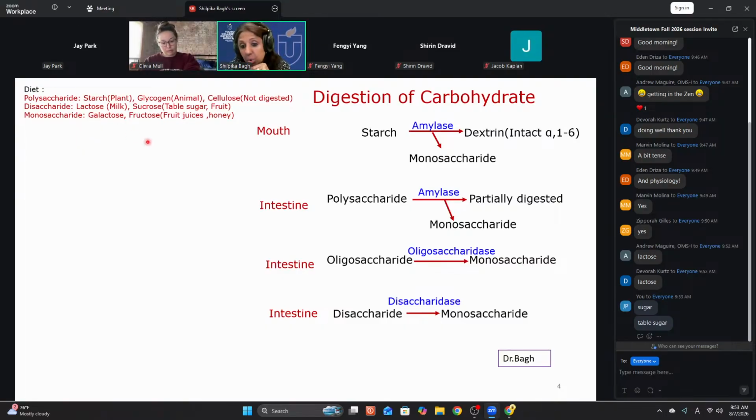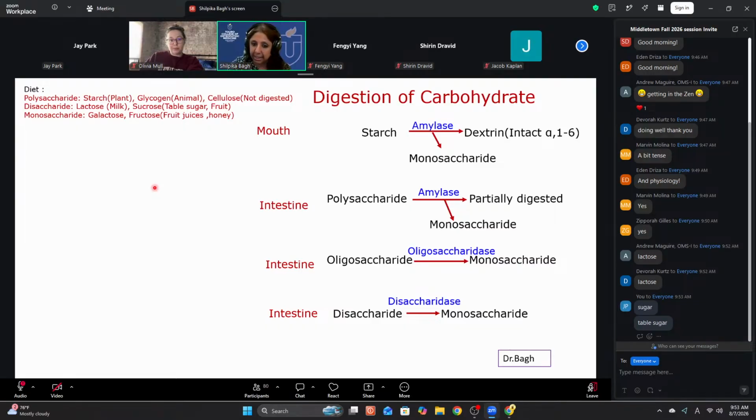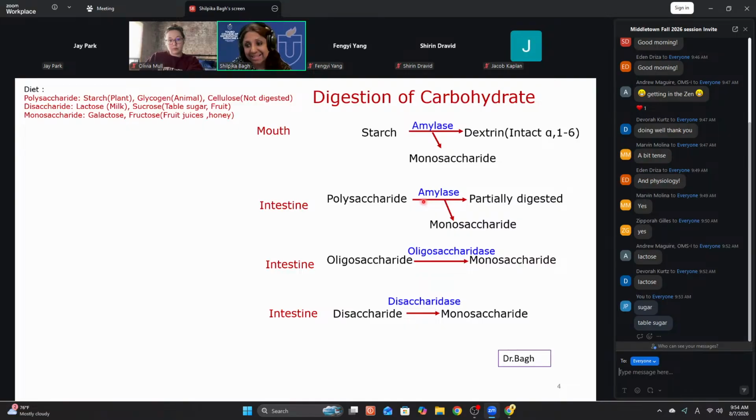Monosaccharide. Glucose is not found free in nature. What's found free in nature? Fructose. How do you consume fructose? Fruit juices and honey. Now, once you go to a bake sale, you consume them. Know that amylase acts only on polysaccharides, on alpha linkage, not beta. Also alpha 1,4, not 1,6.